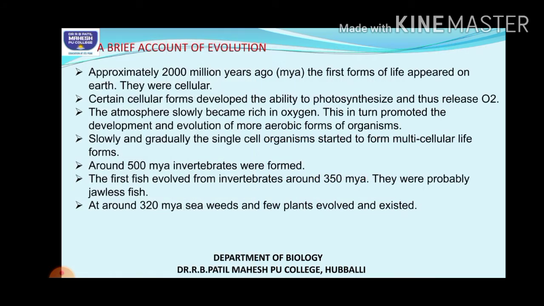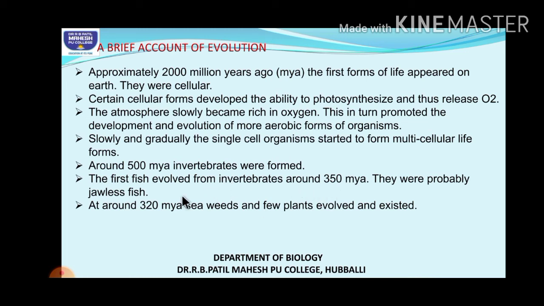Okay, so coming to the next one, a brief account of evolution. So here the evolution of complex organisms from simple forms has been explained. So these points you can note down. Just remember in which years, which different types of organisms had evolved. Okay, so approximately 2000 million years ago, first life came into existence. That is one point. Then around 500 million years ago, invertebrates formed.